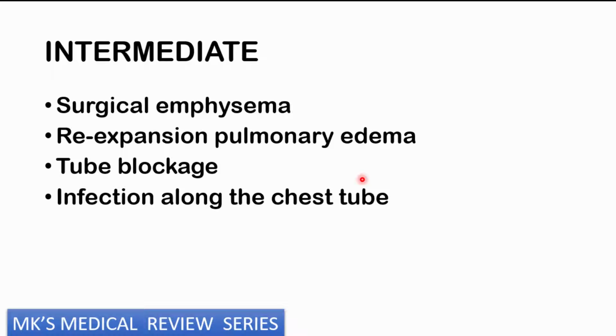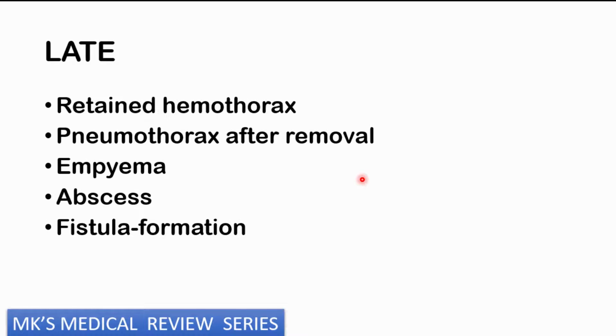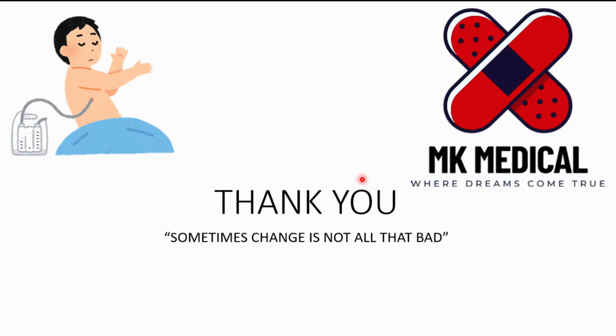Intermediate complications include surgical emphysema, re-expansion pulmonary edema, tube blockage, and infection along the tube. Late complications include retained hemothorax, pneumothorax after removal of the tube, empyema, abscess formation, as well as fistulas.